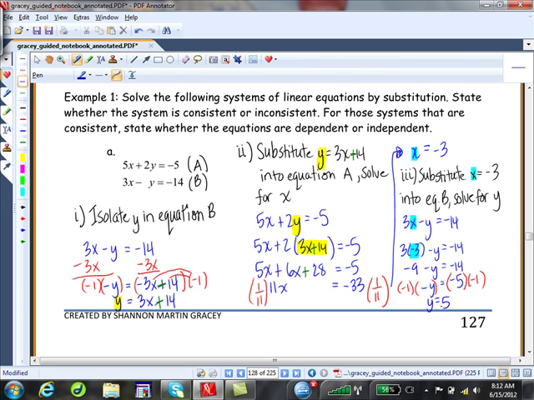Okay, so now we need to have a conclusion here. This is grown-up math. We need to write a conclusion.